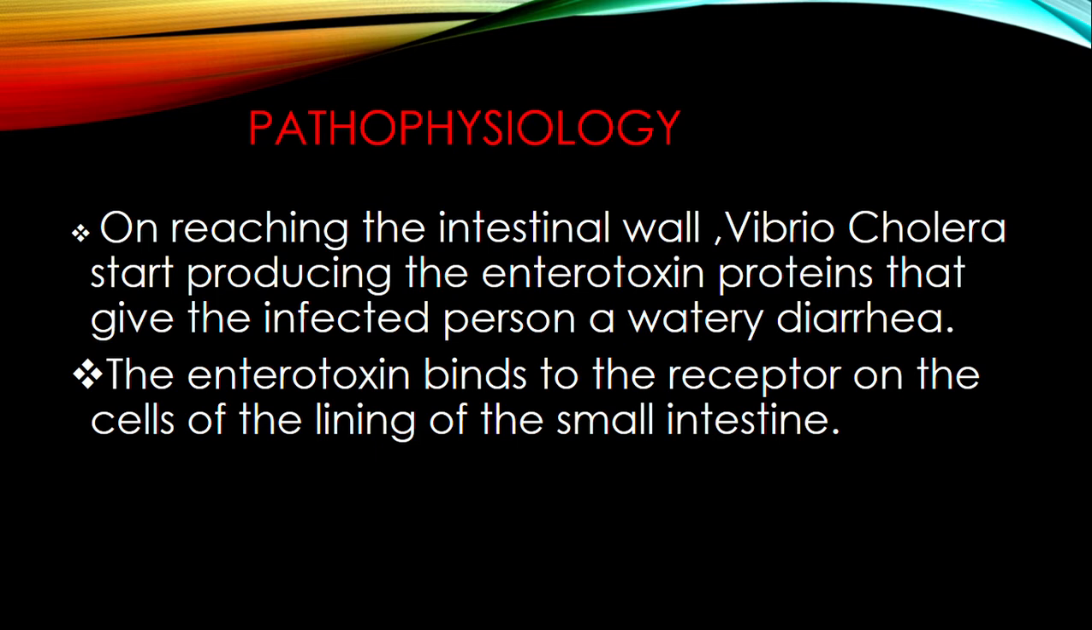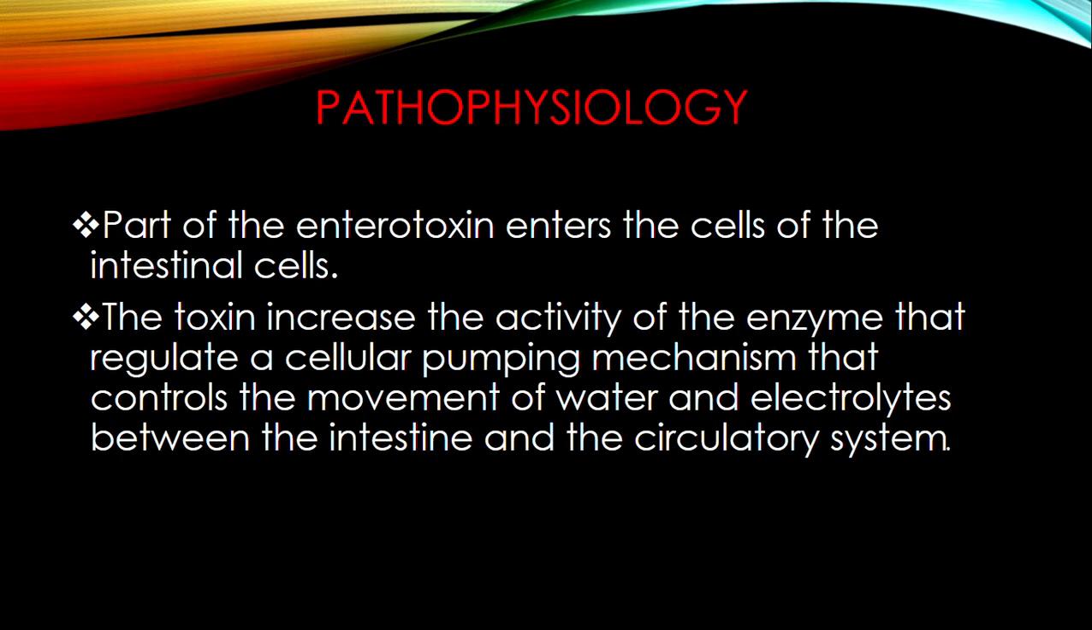So the enterotoxin binds to the receptor on the cells of the lining of the small intestine. So this is just what we are talking about. So we said part of the enterotoxin enters the cells of the intestinal wall. So the toxin increases the activity of the enzyme that regulates a cellular pumping mechanism that controls the movements of water and electrolytes between the intestines and the circulatory system or the blood system.